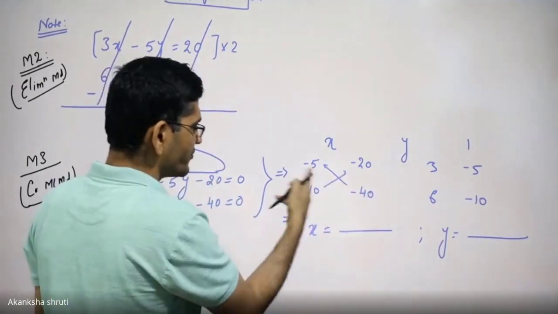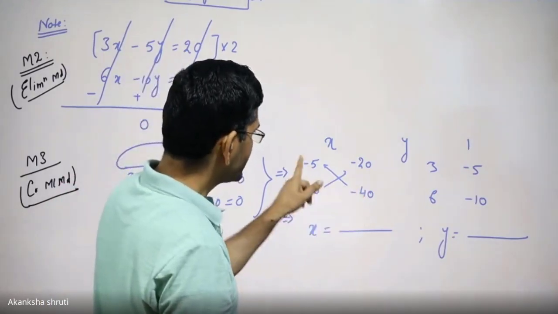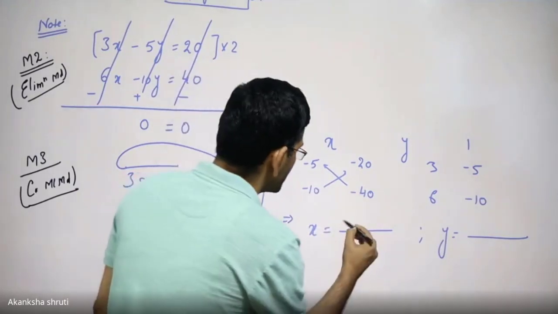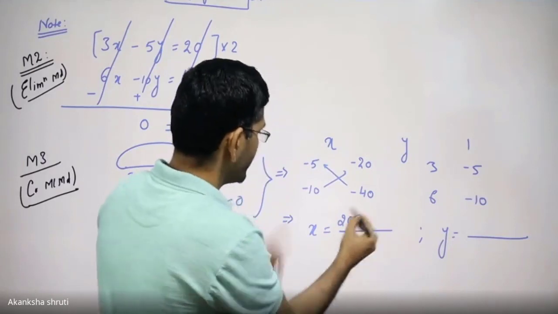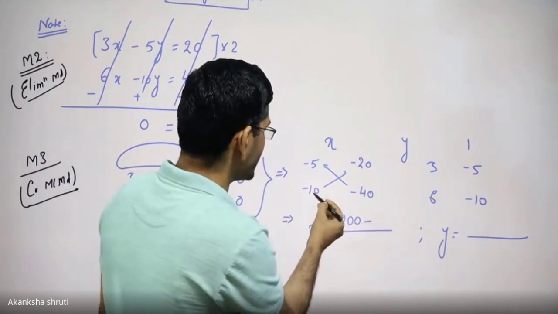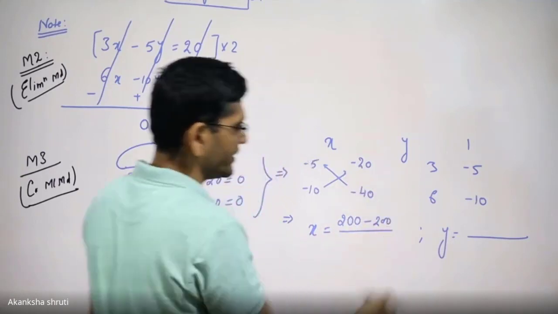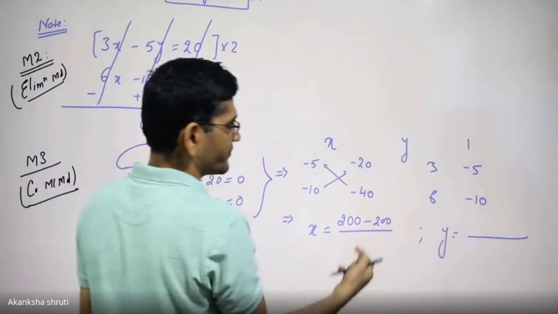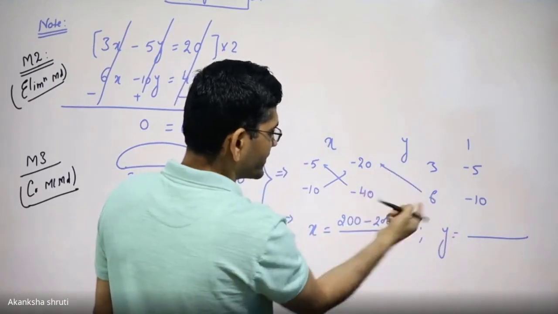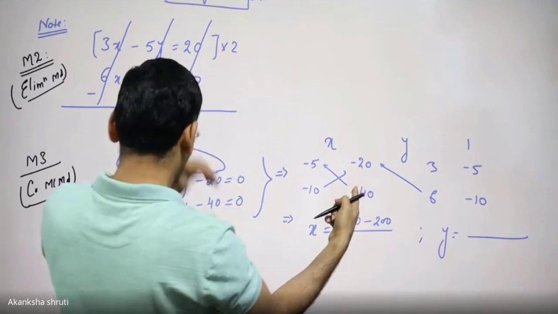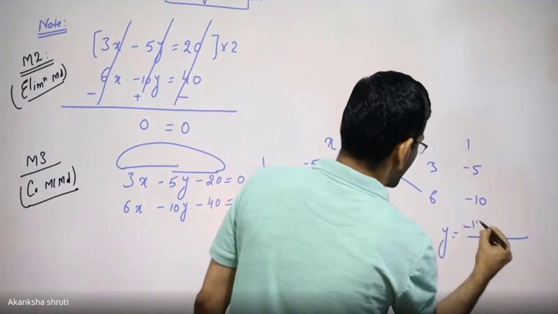In the numerator for x, we have this -40 multiplied by -5, it becomes 200. Next one is -10 multiplied by -20, it is -200. Write first for the y in the numerator, then we will write the constant in the denominator. For y, 6 multiplied by -20, it is -120.